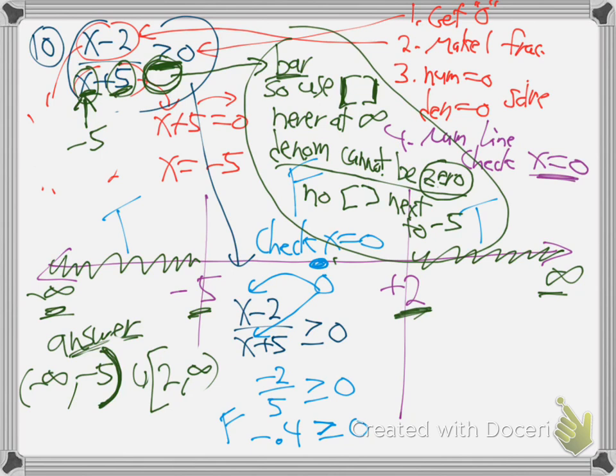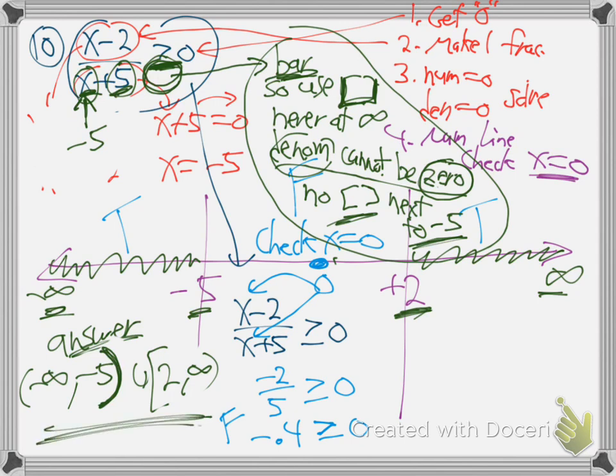So one more time. The bar means we use the brackets next to the numbers, not the infinities. So I put a bracket next to 2 and -5 at first, but then I said, oh, but nothing that makes the denominator 0 can have a bracket next to it, because a bracket would be straight on it, and you can't be straight on those numbers. So no bracket next to -5, then I changed it back again to a parenthesis. But the 2 keeps a bracket. There is our final answer.